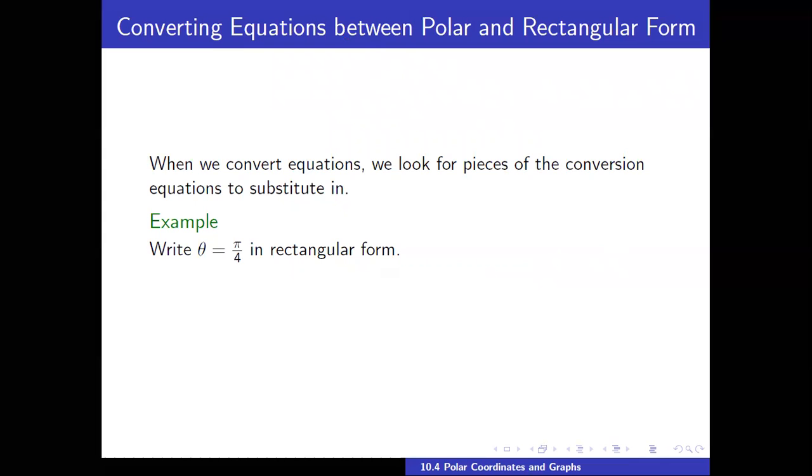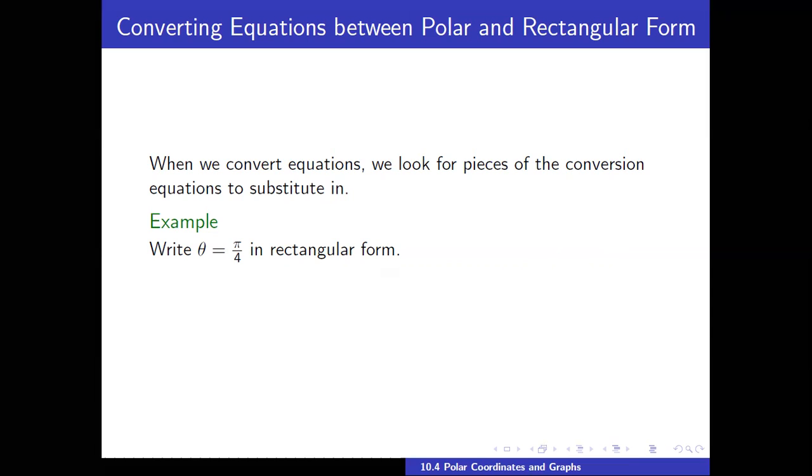Let's talk about converting equations between polar and rectangular form. Okay, so converting an equation from polar to rectangular form. I kind of did this already at the beginning when we converted the circle of radius 2 centered at the origin. That was a rectangular equation, and we converted it to a polar equation. It was much simpler. But let's go in the opposite direction here, from polar to rectangular. Look for pieces of the conversion equations to substitute in.